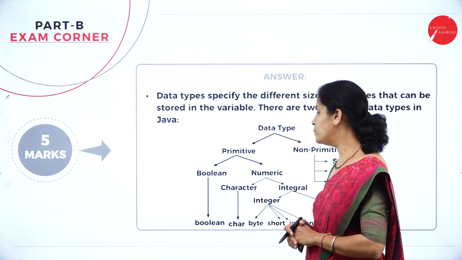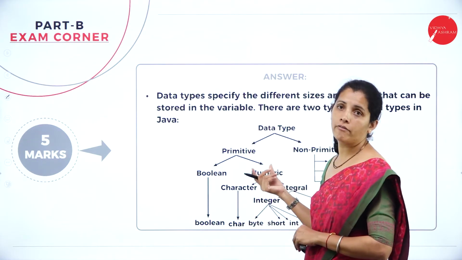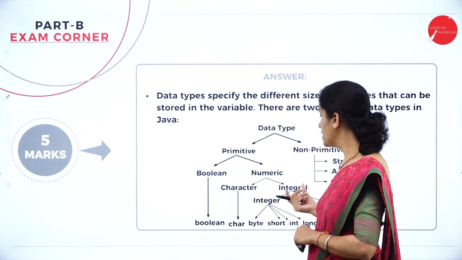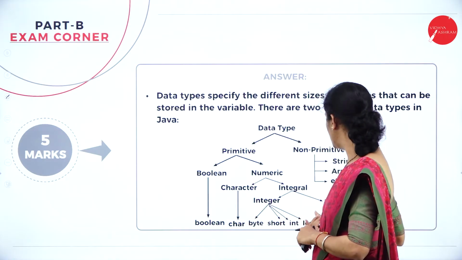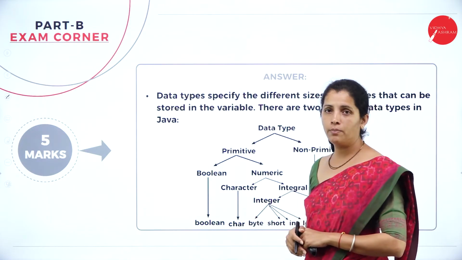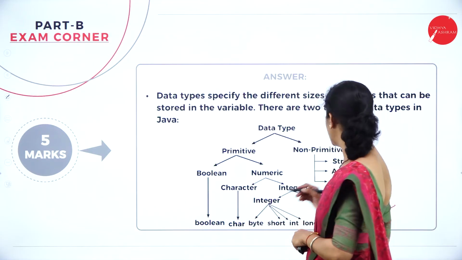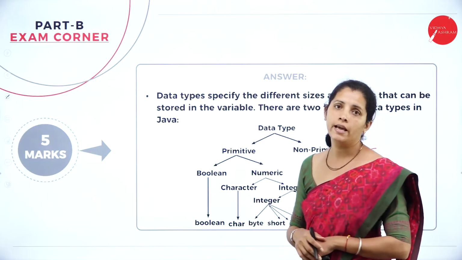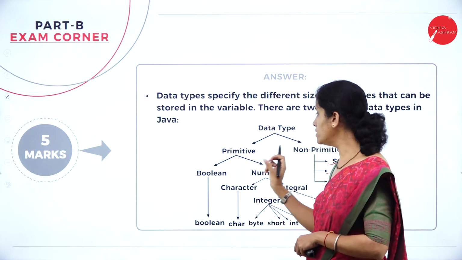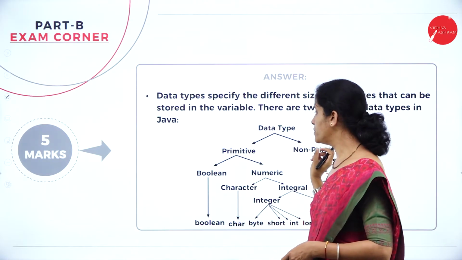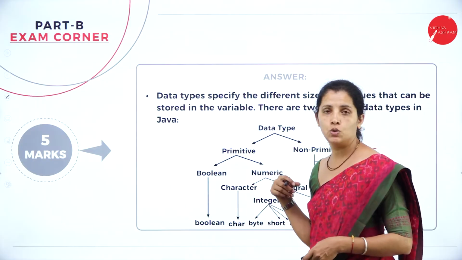Under primitive, I have Boolean and numerical. If I consider numeric, I have character as well as integral. And if I consider integral, then I have byte, short, int, long. Even if I consider floating point, I have float as well as double. And under non-primitive data types, I have string, arrays, etc. So you have to define what a data type is and tell what is primitive and what is non-primitive, and under primitive, what types you have, and under non-primitive, what types you have.